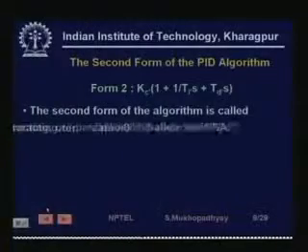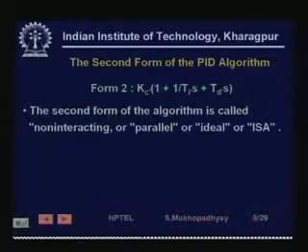If you look at the second form, this is the most common. It's called non-interacting, although it is actually partially non-interacting in the sense that you can change Ti without affecting Td and you can change Td without affecting Ti. However, if you change Kc, both Ti and Td are changed. So, to that extent it is partially non-interacting.